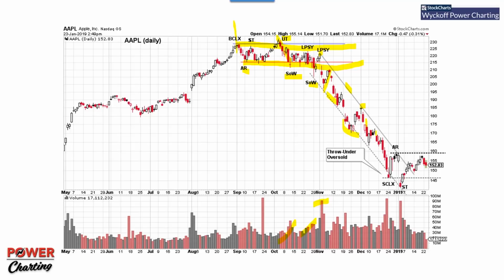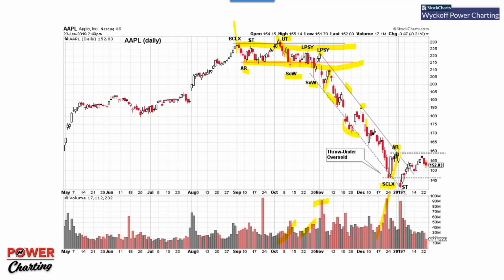And you can see that after this attempt to rally, which is very poor, just a flat area, there's an acceleration downward with ever increasing spread and volume. Look at the volume here. This is climactic. This is a selling climax. The selling climax goes down through the channel. It's an oversold condition, and then rallies up into an automatic rally.